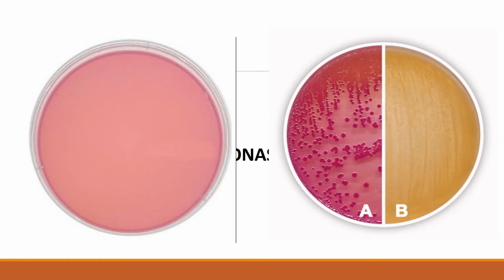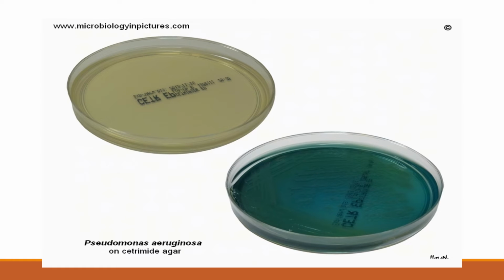On the right side you can see the growth of Pseudomonas on Meconium agar. This is one of the selective culture media which is used specifically for Pseudomonas aeruginosa. So here citrimide agar is the specific or selective culture medium used for Pseudomonas. You don't have to remember all these details, just the basic names and basic characteristics, and you can write them in your theories. So citrimide agar is the selective culture medium used for Pseudomonas.